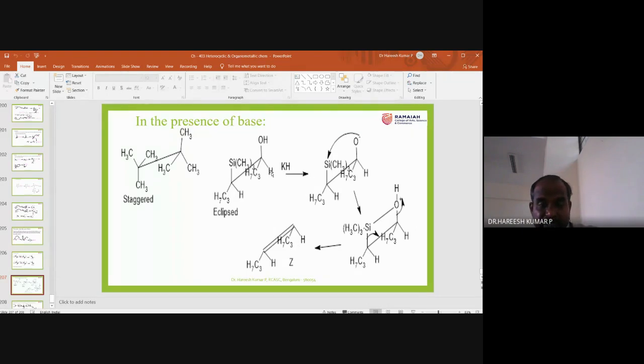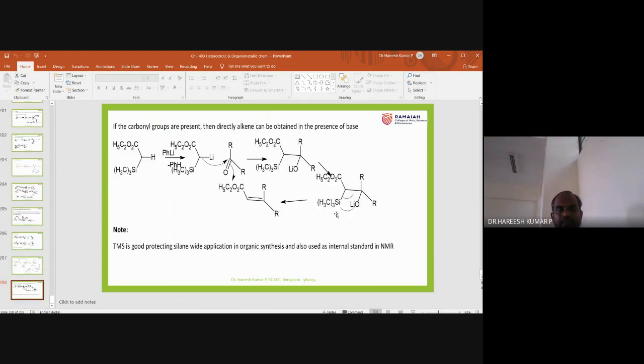This is the mechanism in the presence of base. So that means in the base catalyzed olefination, only the cis is forming. In the acid catalyzed, it is possible to get both cis as well as trans. Overall, what we can say is that olefination is a stereospecific reaction based on the reactant or the substrate. So with this, I will take one more example. Okay, so that is this.